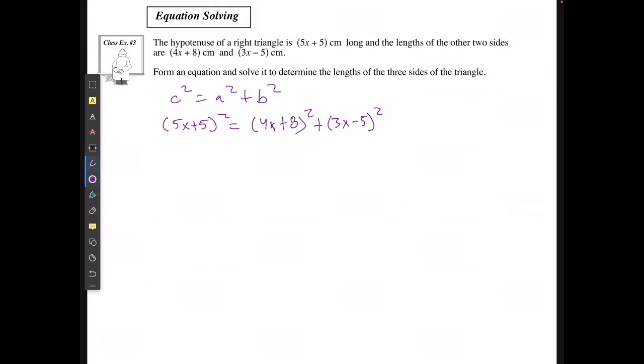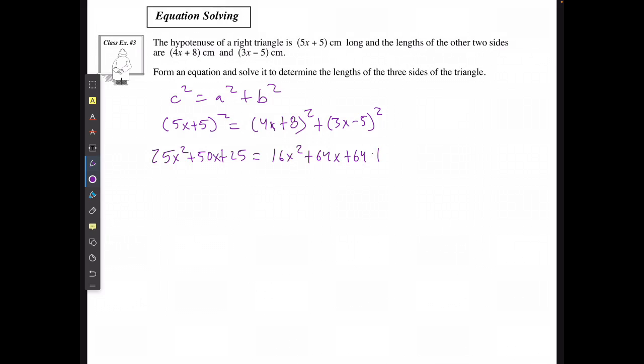When I expand this out, I get 25x squared plus 50x plus 25. Remember, it's the first term squared, plus the first term times the second term times 2, plus the last term squared. Works for all these. 4x squared is going to be 16x squared. 4 times 8 times 2 is going to give me 64x. And 8 squared is going to give me 64.